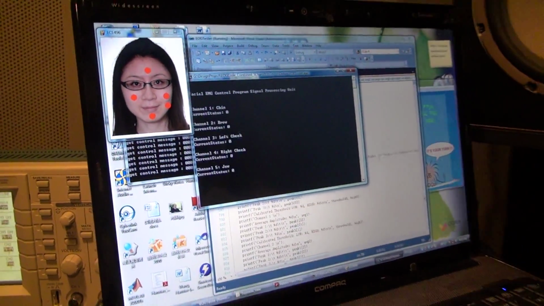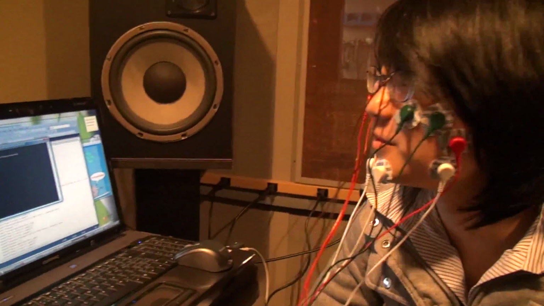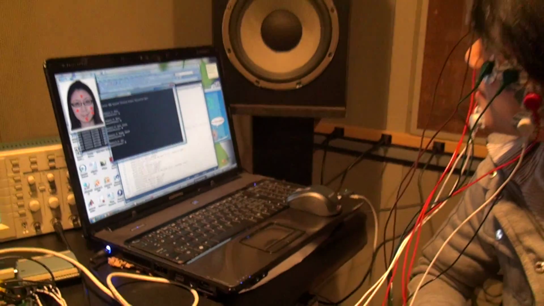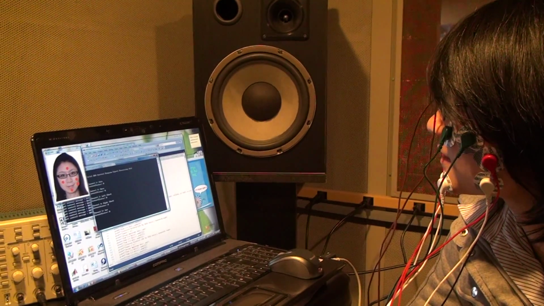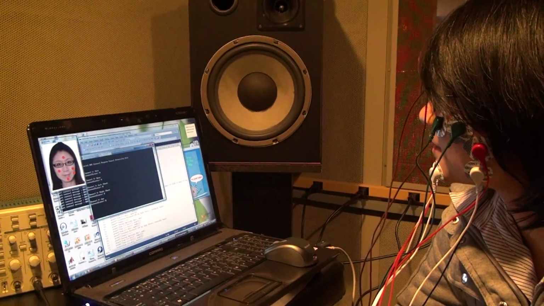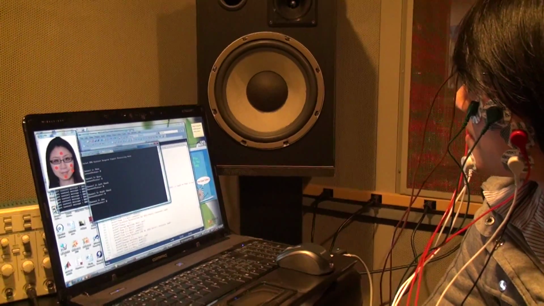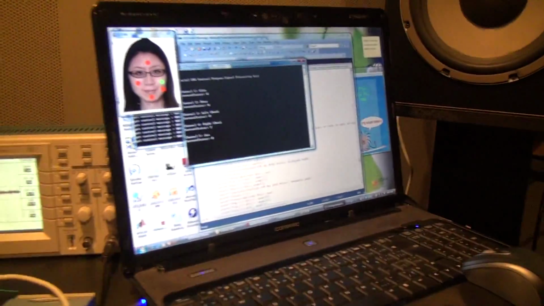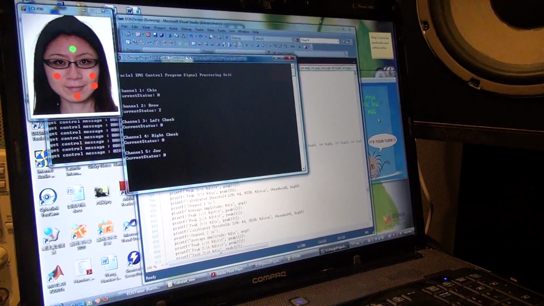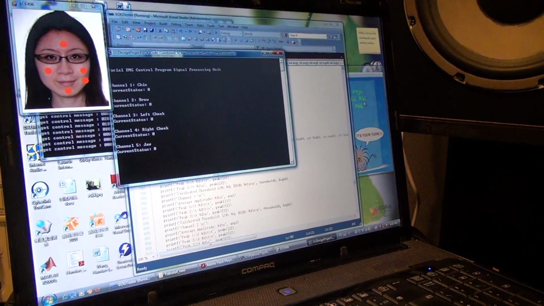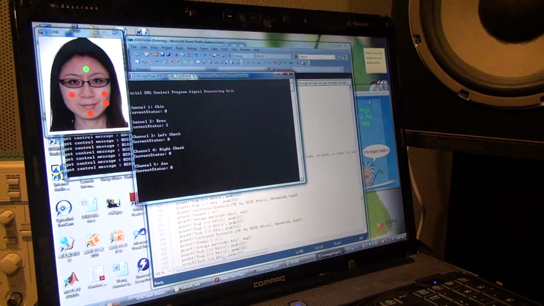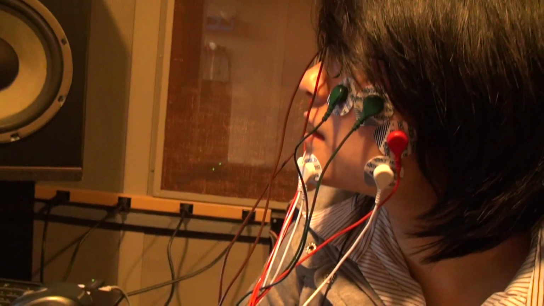So let's try playing tic-tac-toe by moving the mouse with my face. Okay, hold on. All right, calm down. Okay, so first, and go up. Come on. Okay, there you go.